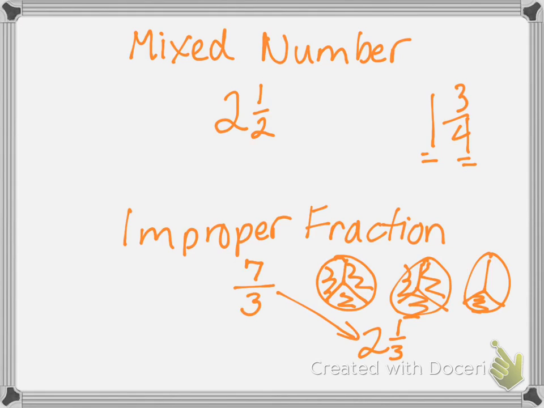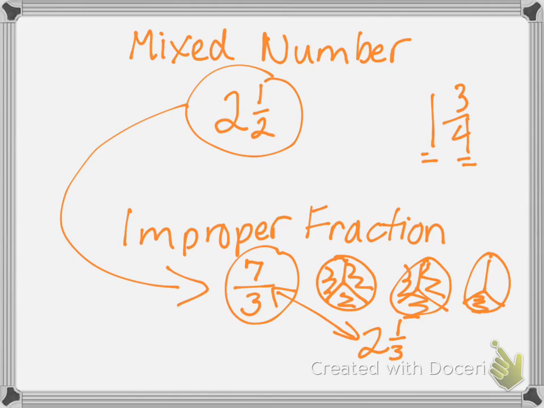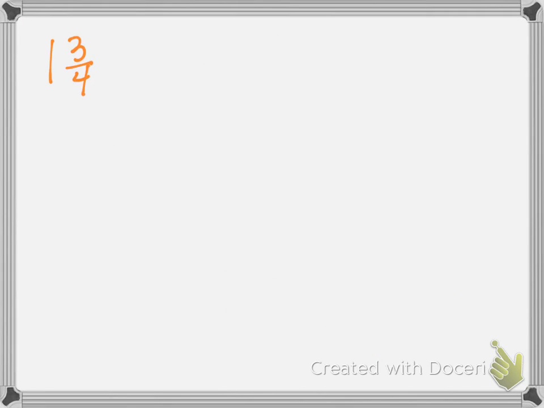So today we're going to be going back and forth between mixed numbers and improper fractions. If I give you a mixed number, you're going to turn it into an improper fraction, and if I give you an improper fraction, you'll turn it into a mixed number. So let's go ahead and practice a few. We'll start with a mixed number. So we have 1 3/4, and I'm going to want you to write this as an improper fraction. I'm not going to want a whole number in this. I'm going to want a fraction where the numerator is greater than the denominator.